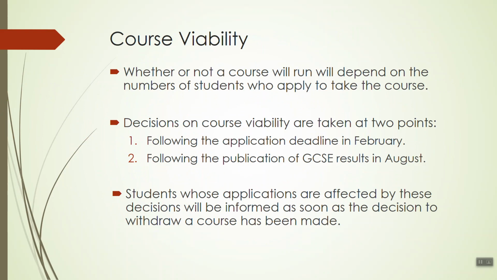The decisions are generally taken at 2 points. The first point would be in February, once we've had all the applications in. And then secondly, if there are changes following the results in August. If you have chosen a subject for which the decision is made not to run that course, then we will let you know as soon as possible so you can consider alternatives.